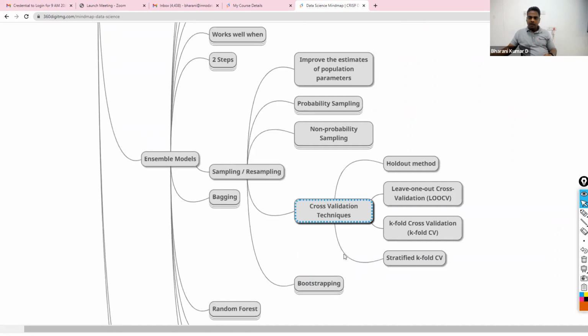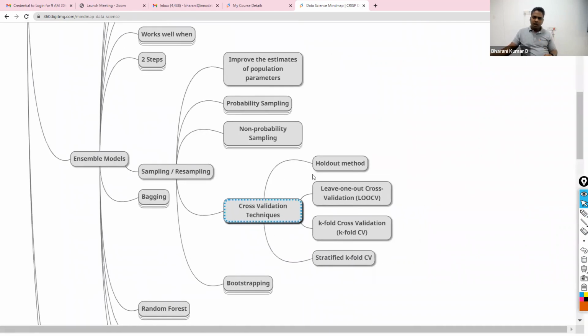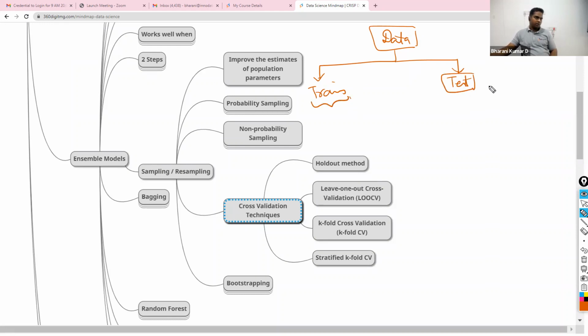Okay. Then we have cross-validation techniques, in which the first thing is the holdout method. Holdout method is very simple. The usual things that we are doing. We are splitting the data into training and test. So you're holding out the test data. Whenever you have data, when you split that into training and test, you're building a model on which data set? Training data. So the test data set is called the holdout data set. You're holding on to it. It's out of your training.